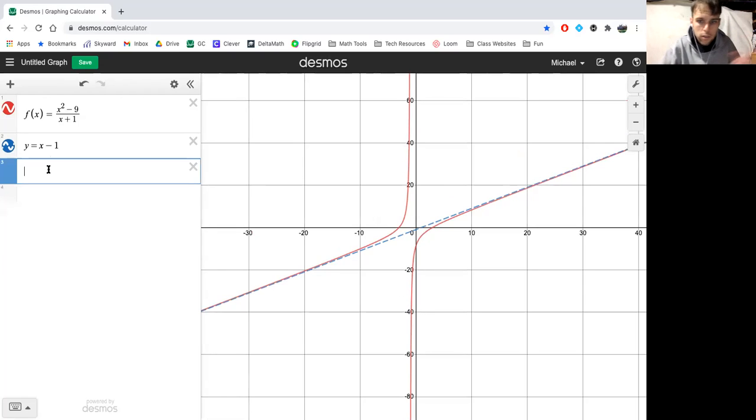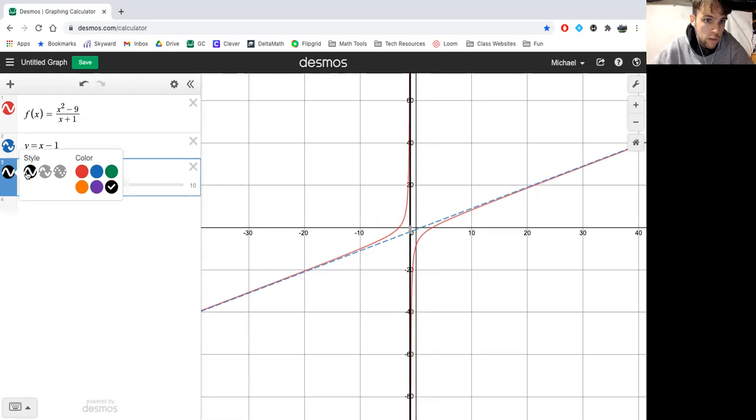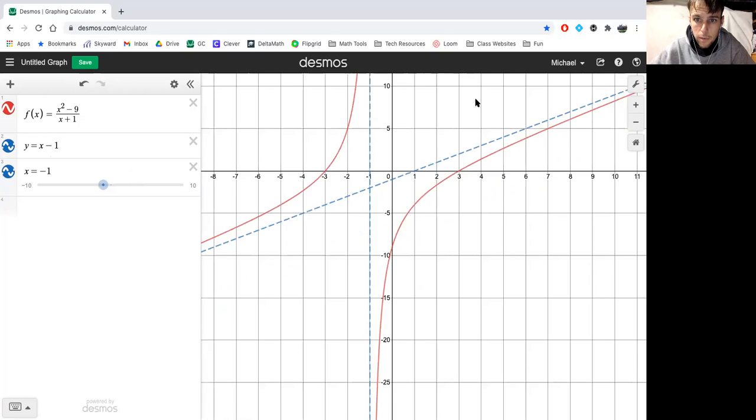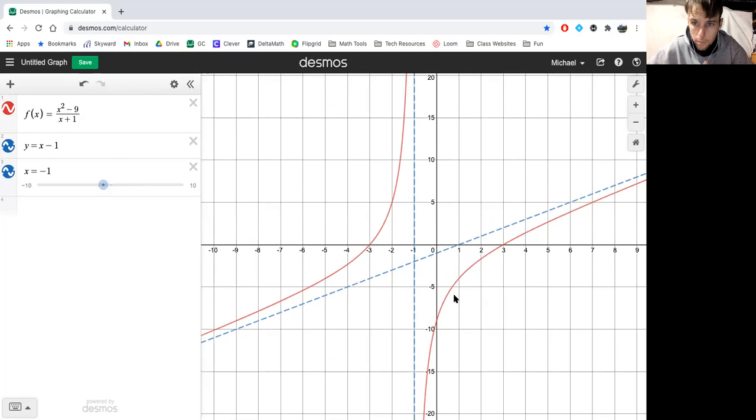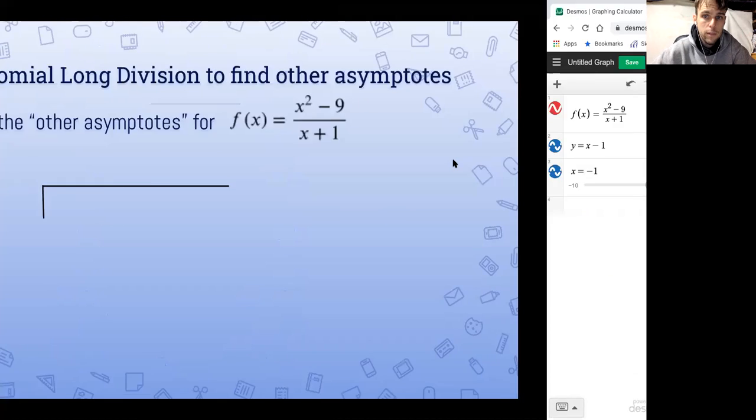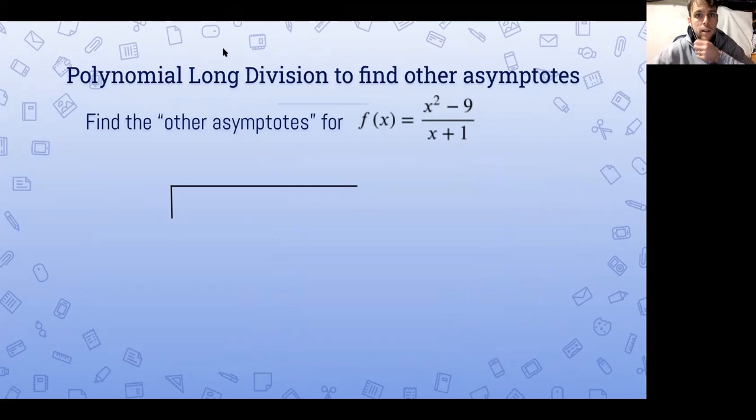We obviously also have a vertical asymptote at negative 1 that I could throw in here too, just to show all of it. And there we go. Let's zoom back in and get a little bit better look at it. There we go. So it's approaching both our slanted asymptote and our vertical asymptote. So clear? And we'll go back. All right.